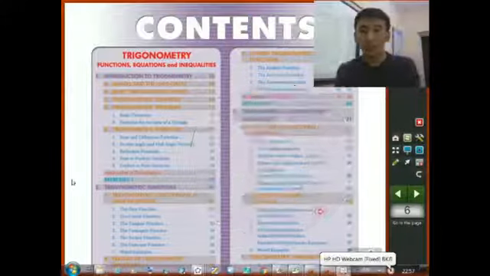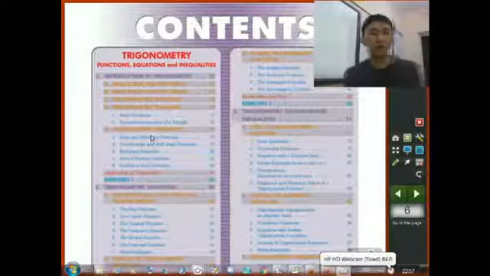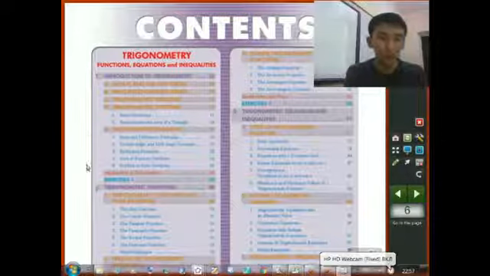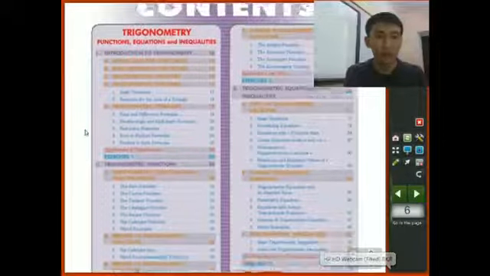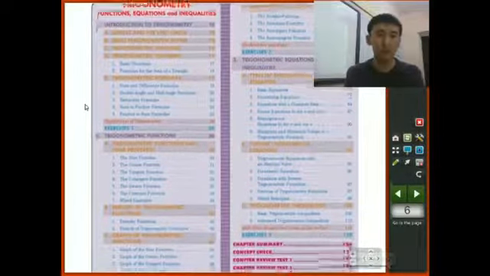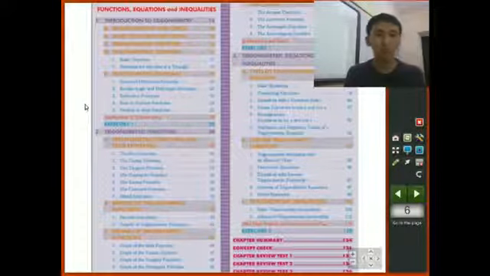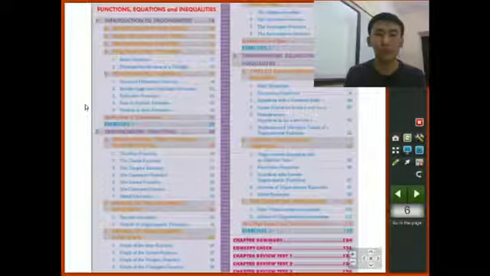Okay guys, now if you remember, in the ninth grade we have learned about the trigonometric functions. You know that trigonometry is all about the ratios of the right triangle, the sides of the right triangle.